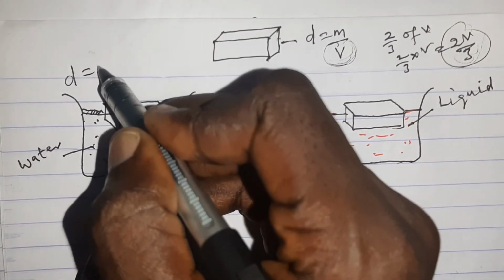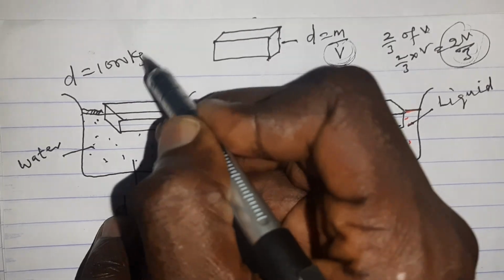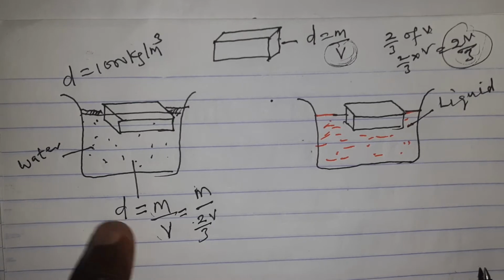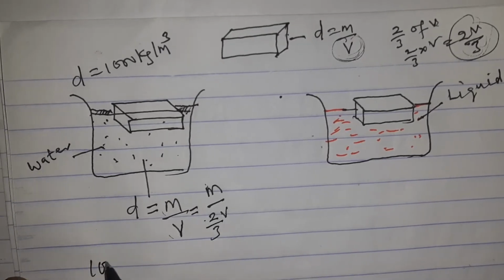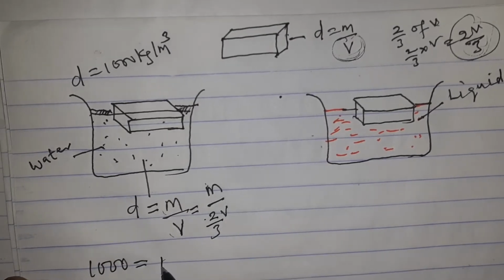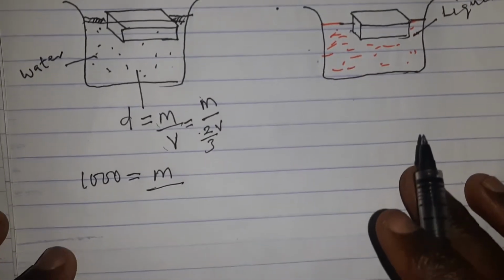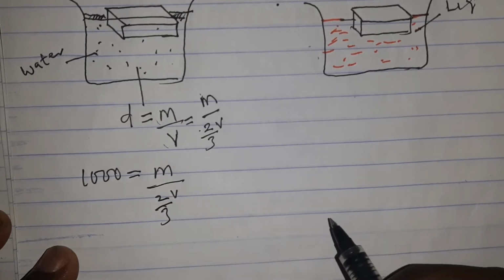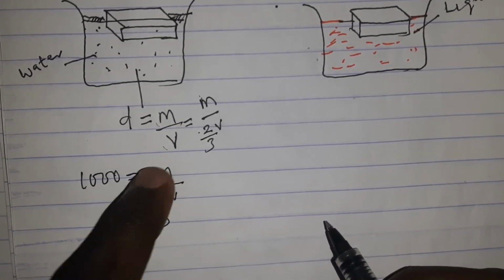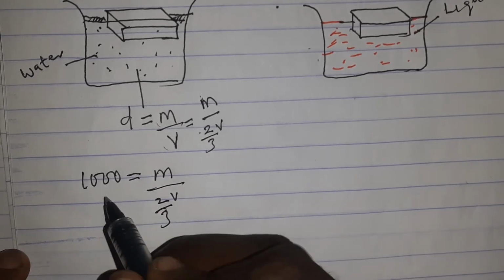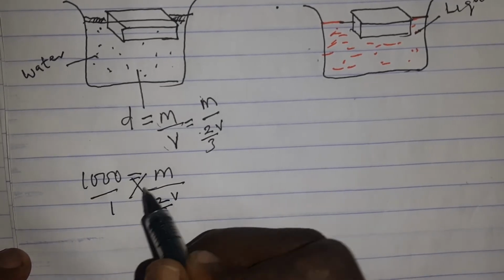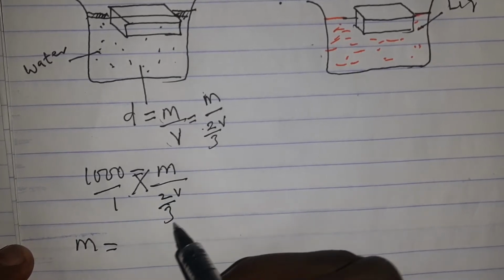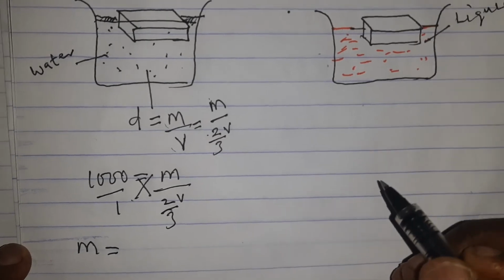Density of water is 1000 kilogram per meter cube. That is sure, so I'm placing 1000 here for the density. So I now have 1000 equals this mass that we don't know over 2V/3. Then I can find the value of this mass by making it the subject of the formula. So I put 1000 over 1 and cross multiply. M times 1 still gives me M equals 1000 times 2V/3.